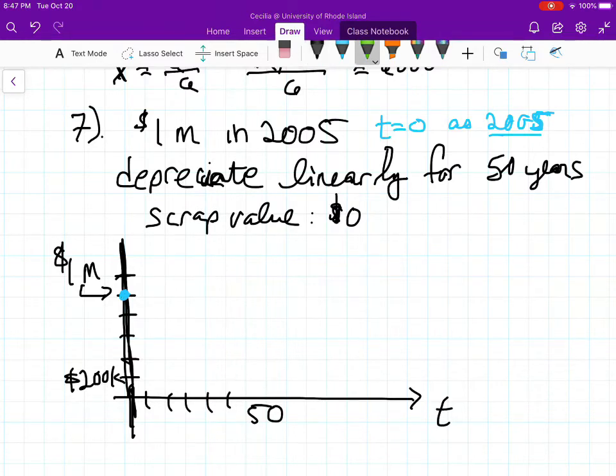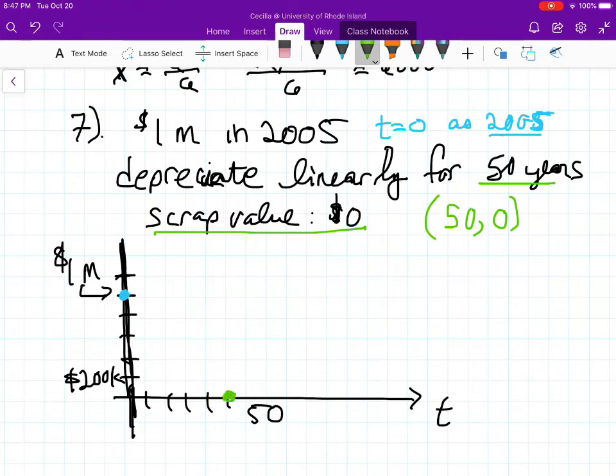Remember that our axis here is now time. And we're going to use the fact that the scrap value is 0 at 50 to give us the height of the function at 50 years. So the height, or the value, is 0. So we can go ahead and graph that point. Think of this as the ordered pair 50, 0.